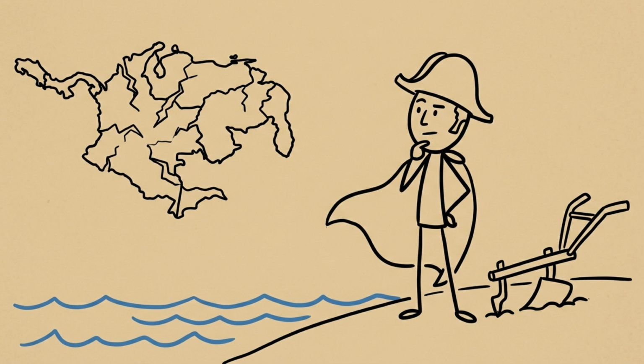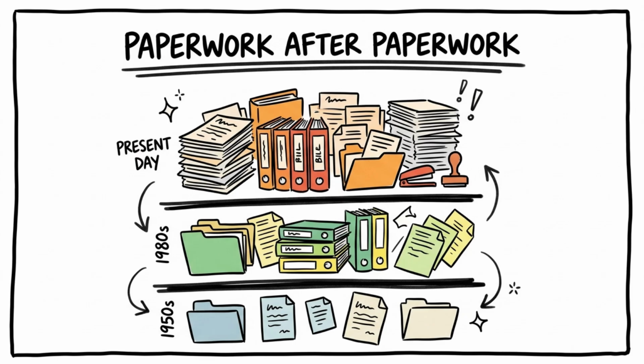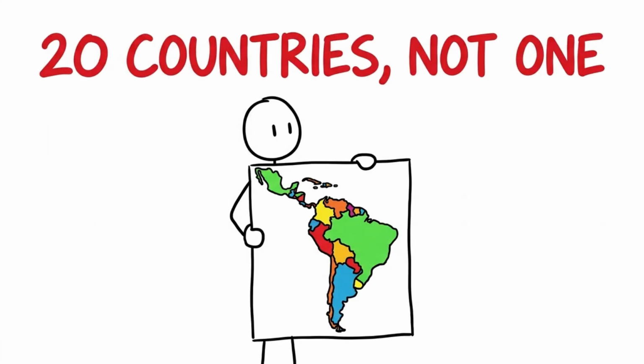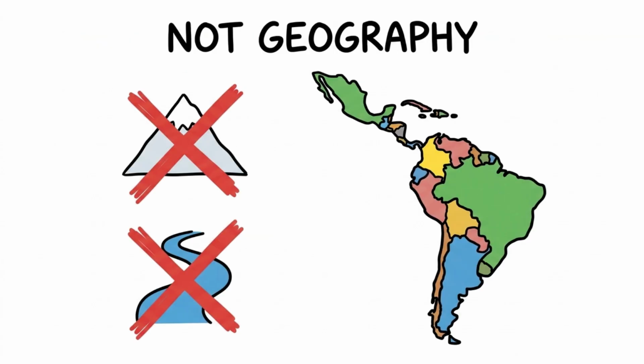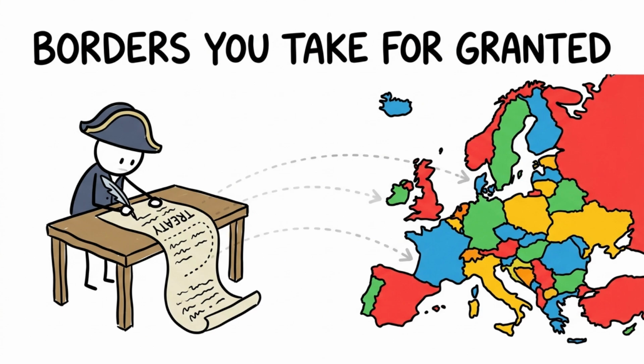Bolivar's dream did not fail because it was impossible. It failed because it arrived after the deeper, quieter work of division had already been done, generation after generation, paperwork after paperwork, border after border, long before a single shot was fired for independence. Now think again about that map you opened at the beginning. 20 countries where you expected one. It is not a story about geography defeating unity. It is a story about how the smallest, most boring administrative decisions, made by distant bureaucrats centuries ago, can outlive empires, outlive wars, and quietly shape the borders you take for granted today.